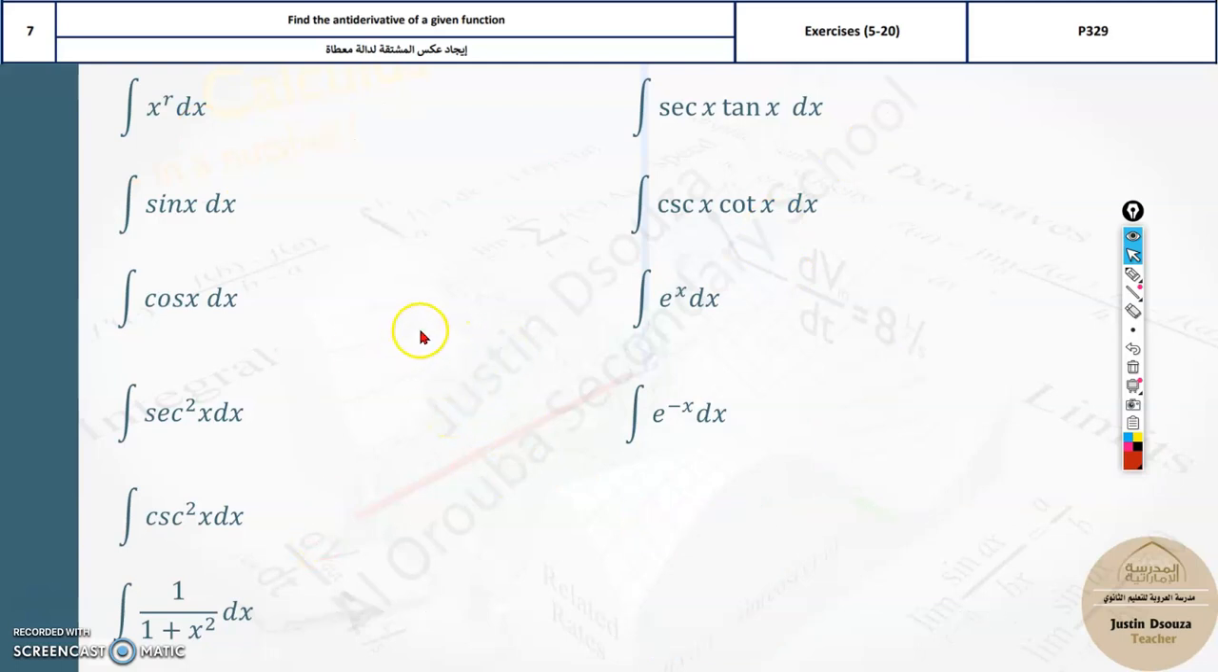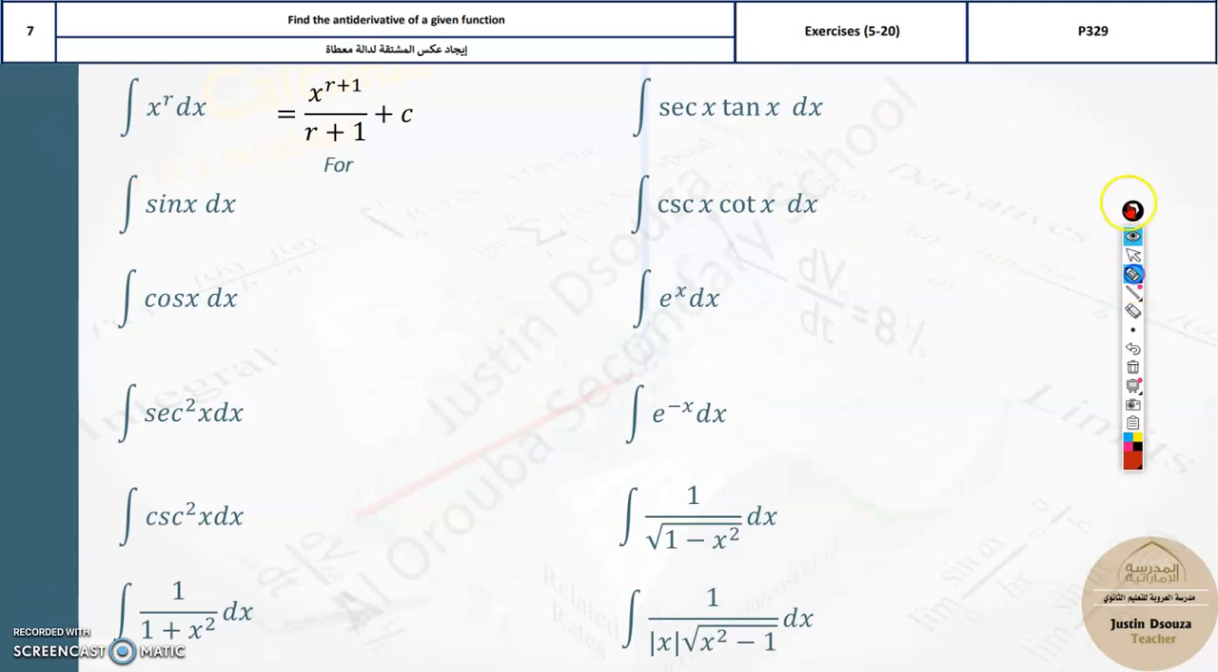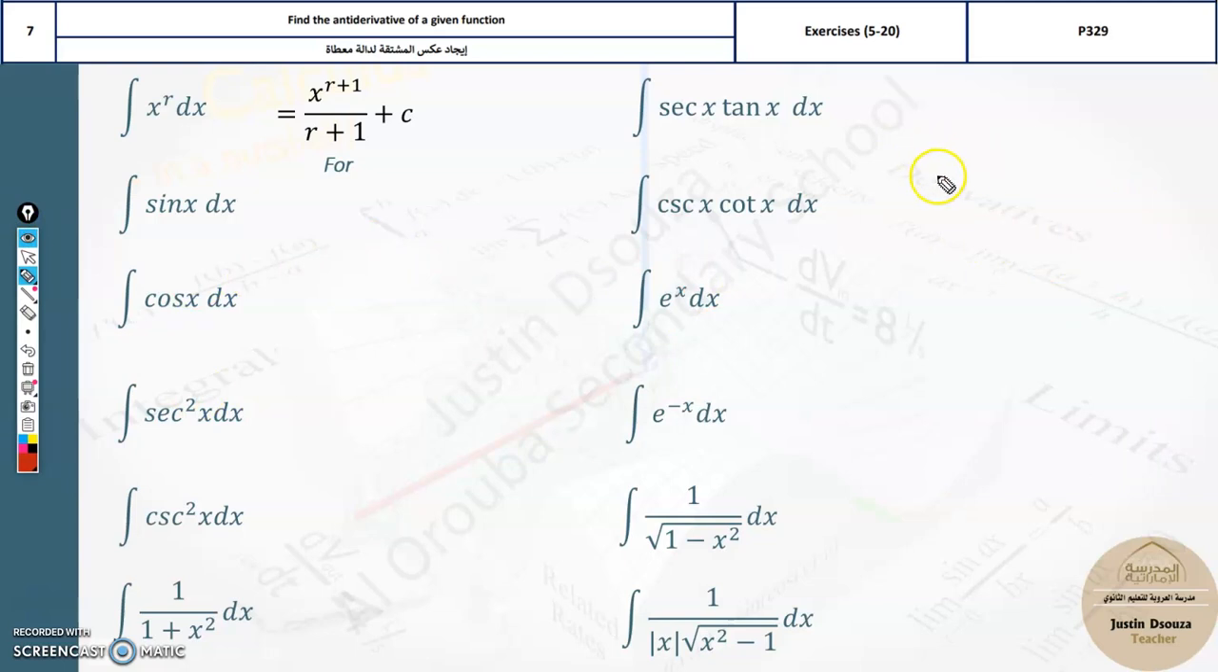But now I want to tell you some basic things. Integration is opposite of differentiation. Now imagine you have x to the power 3. The differentiation of this would be: the power is multiplied to the variable, so it'll be 3x, and you subtract the power by 1. So 3 minus 1 would be 2. So this would be the differentiation.